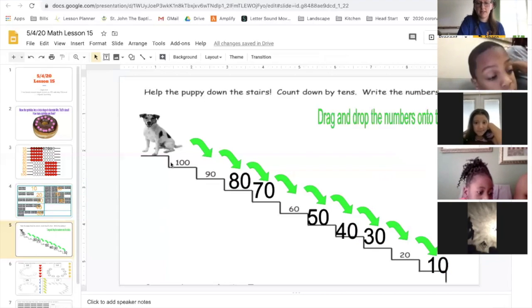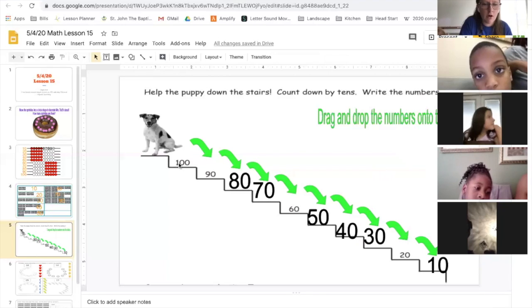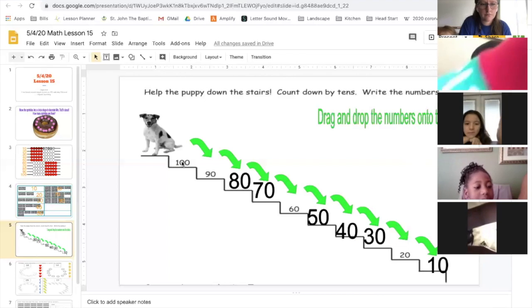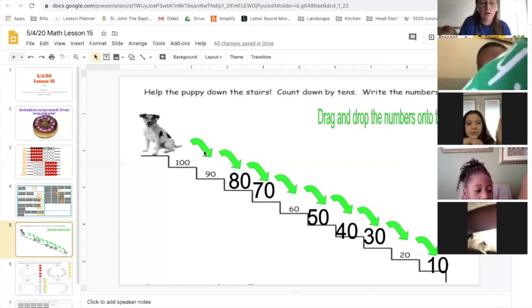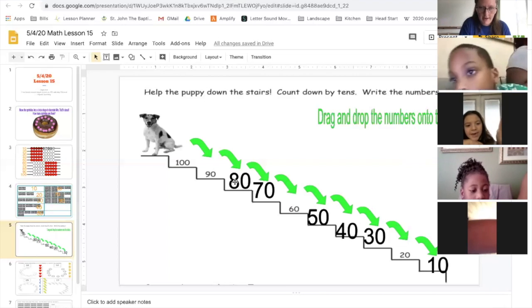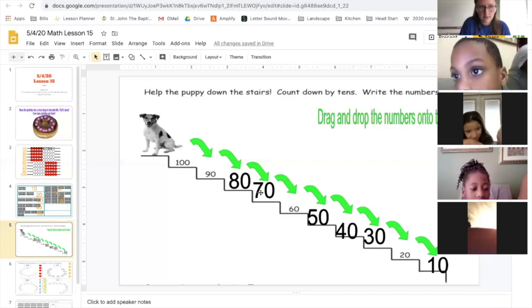So we did the steps down from the top of 100 all the way to the bottom. Let's say the numbers all together. So the first step was 100. Then we go to 90. Then 80. 70.